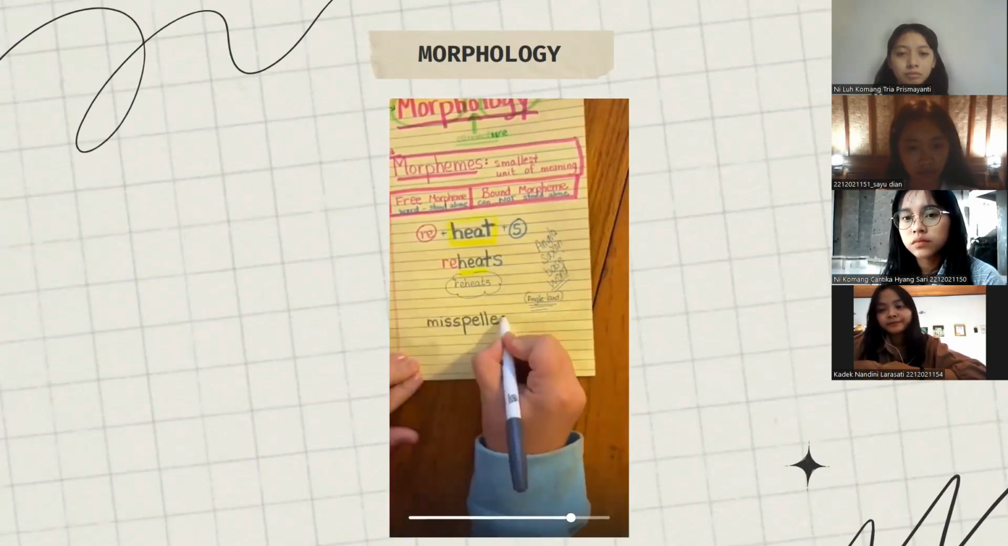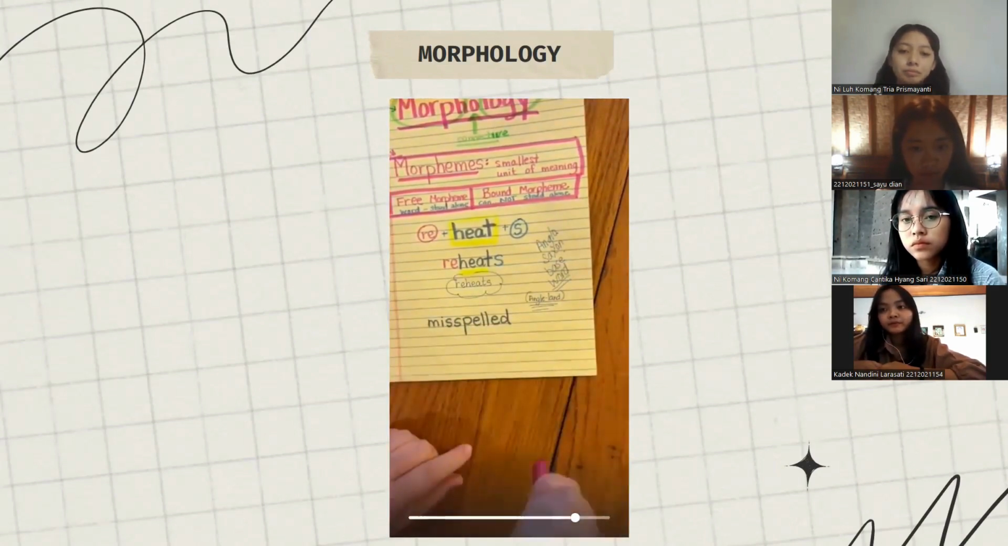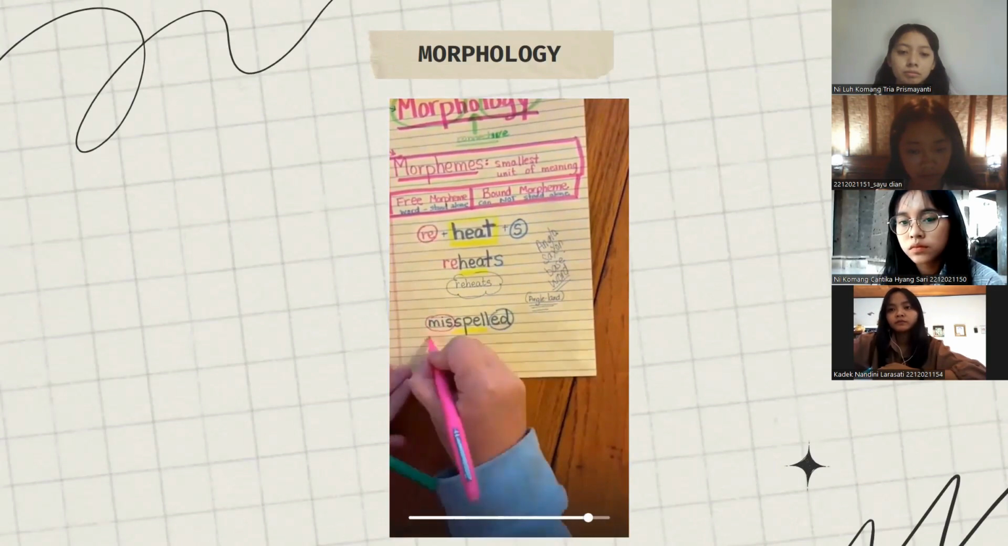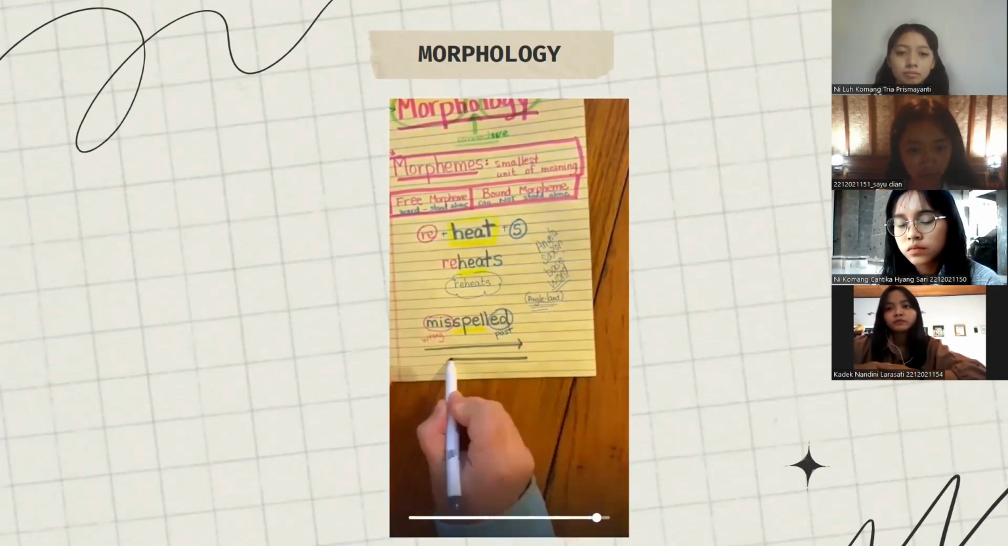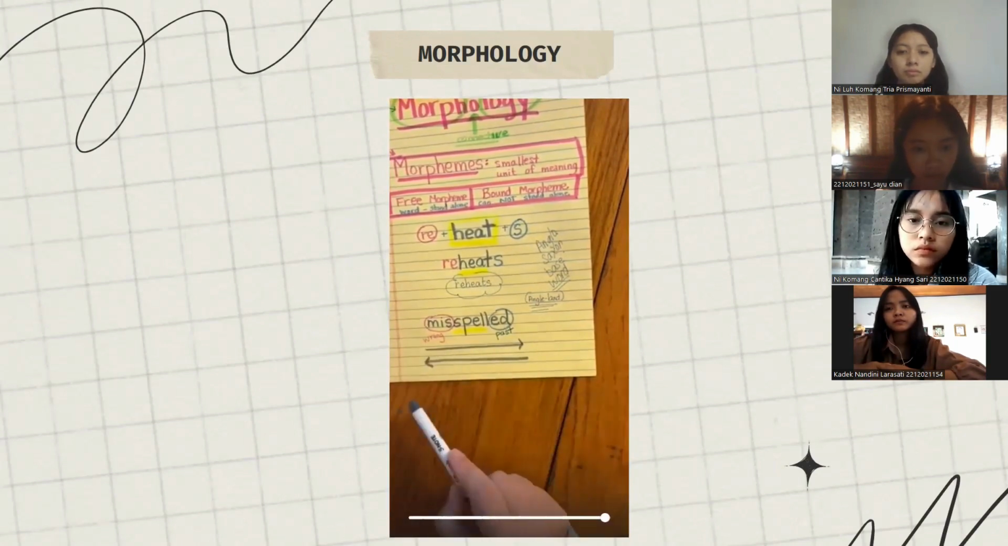But let's look at another word. Pretend this was written out. How many morphemes do you see? Well, we have miss as a prefix, suffix ed, and the base word spell. So there are three morphemes. Now we read left to right, analyze right to left. So in the past, I spelled something wrong, misspelled.